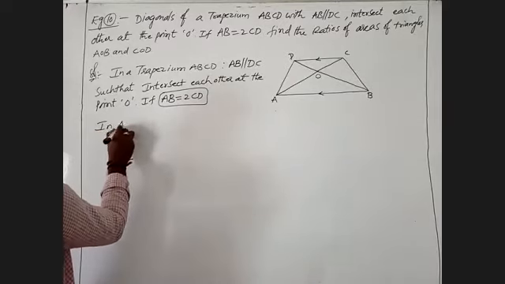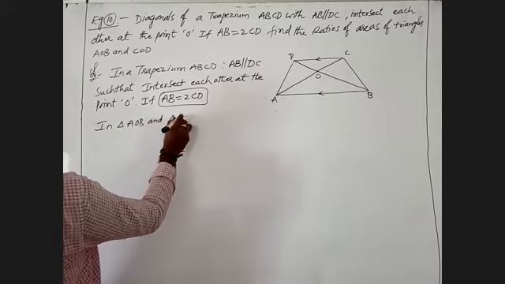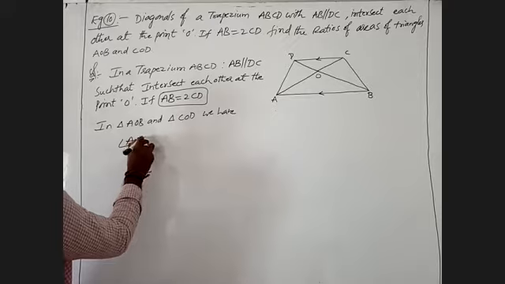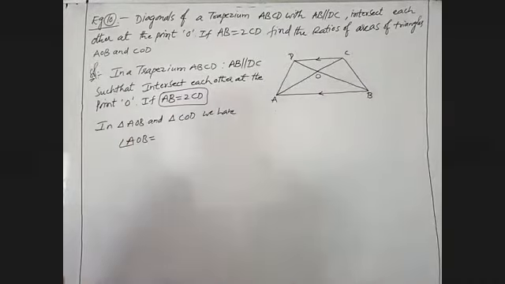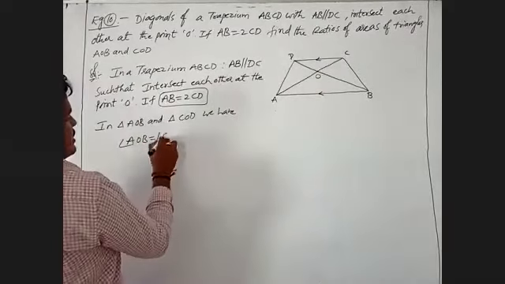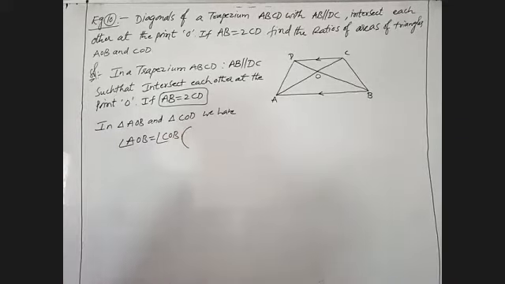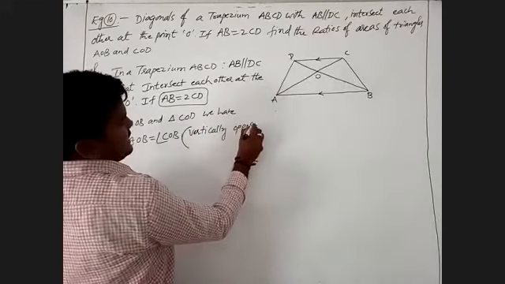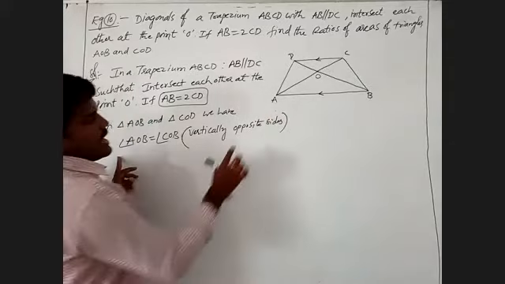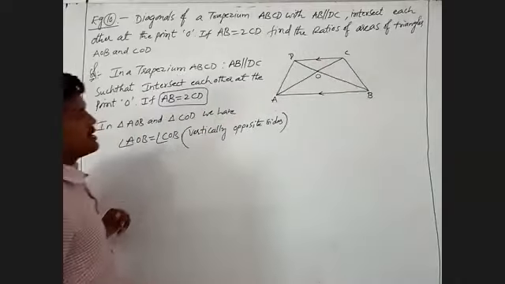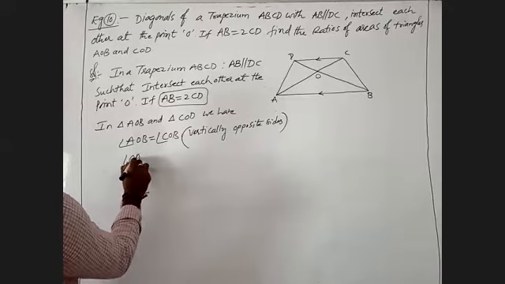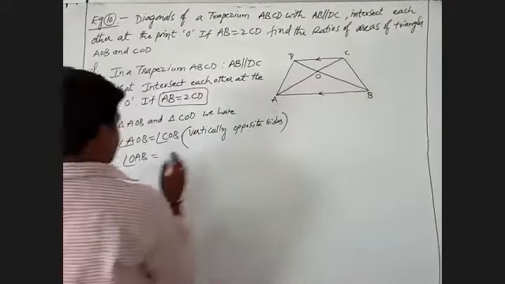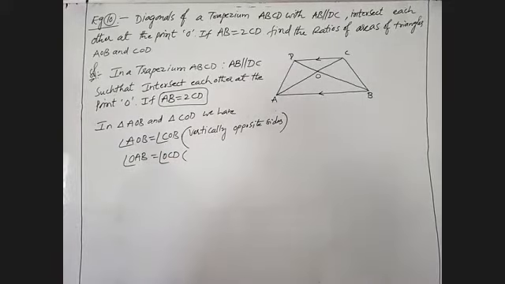In triangle AOB and triangle COD, we have angle AOB equal to angle COD, because they are vertically opposite angles. After that, angle OAB is equal to angle OCD.